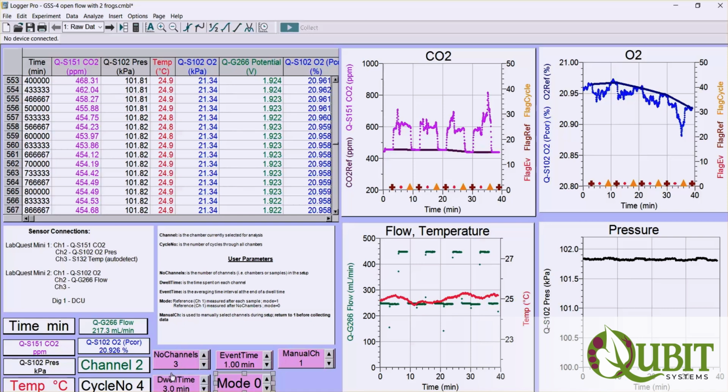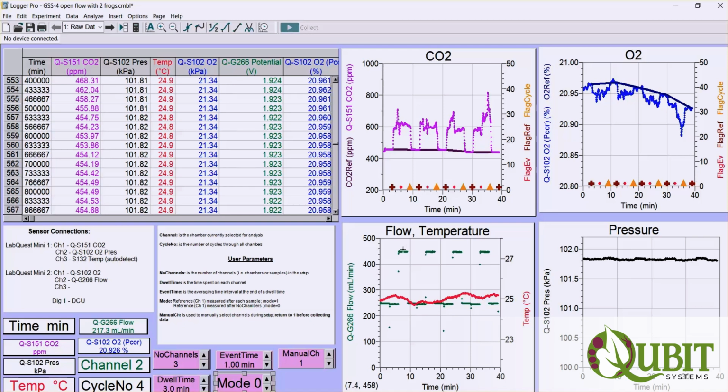There's also event time, but this parameter can be set after data has been collected, and we'll cover that a little bit later. You will notice in this experiment here that we were using different flow rates in channel 2 and channel 3. Channel 1 and 2 were both around 250 mils, and channel 3, which had the larger frog, was set to 450 mils.